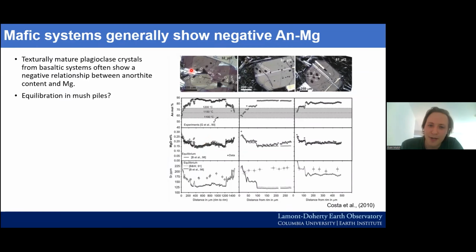And these are crystals that are quite blocky. They look quite texturally mature, and so have potentially been stored in a hot environment for a long period of time and may have equilibrated. So yeah, there's this conflict between the empirical observations we've made in basaltic systems and this lattice strain model. So which way do we go? Well, what does it all mean?